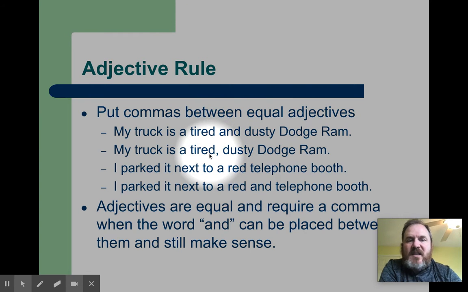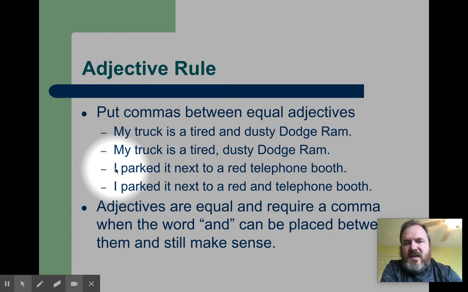My truck is a tired, dusty Dodge Ram. This structure is not often used by immature writers. They're not familiar with it. The repeated equal adjective has a poetic effect that we appreciate as we're thinking about how writing is different from speech.